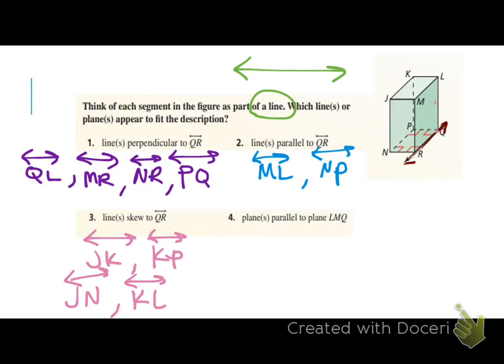So hold on, I'm going to re-highlight this. QR is on the bottom plane and on the side plane. We said JK, we said KP, we said JN, and KL. There's one more. JM.